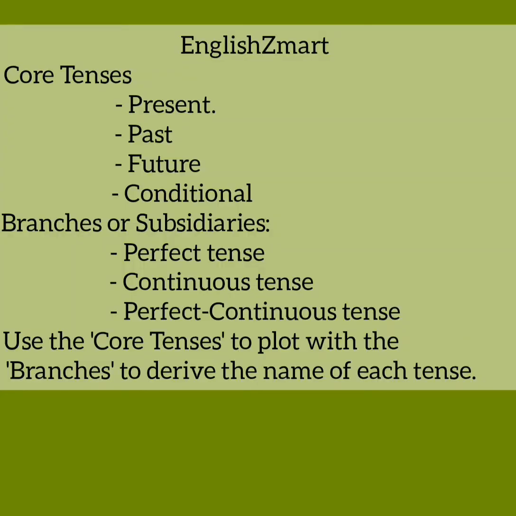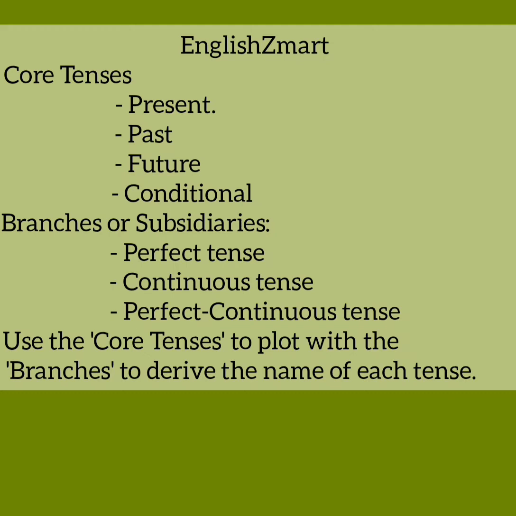English Smart, naming the tenses. Let's name the tenses, and we are going to use a table to make it sound easy. So, construct a table with 4 columns and 5 rows for each column. And by the way, we must label the heading of each column. At the top of the first column, write the heading Core Tenses.